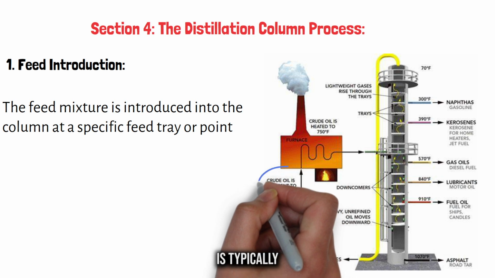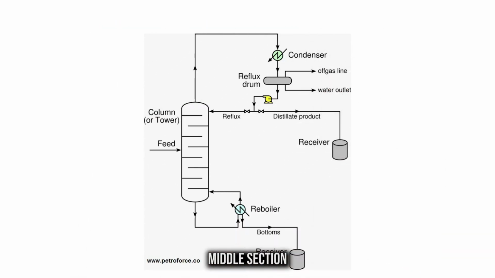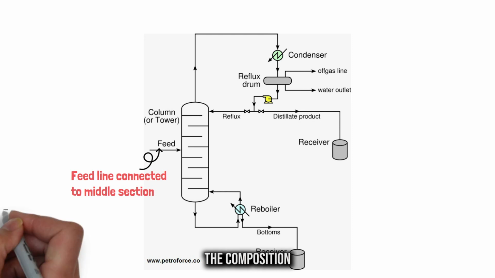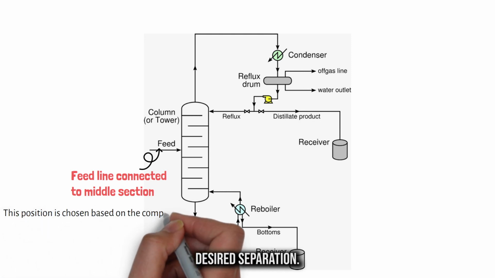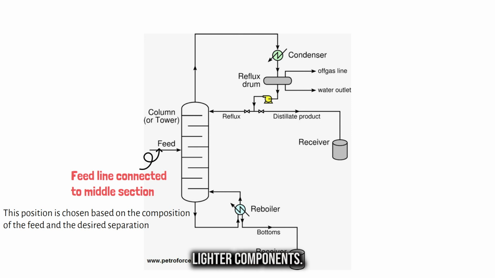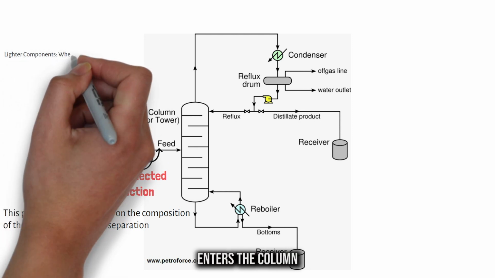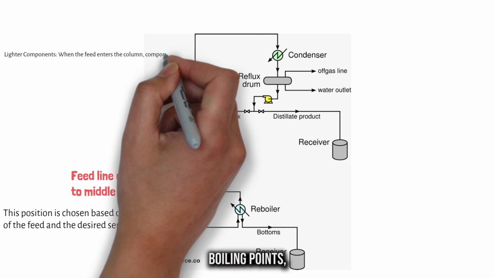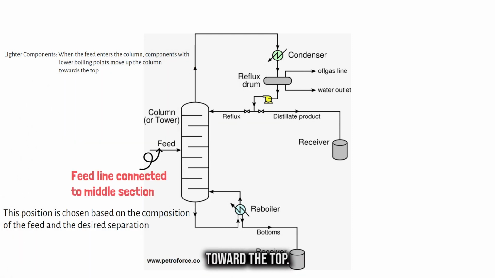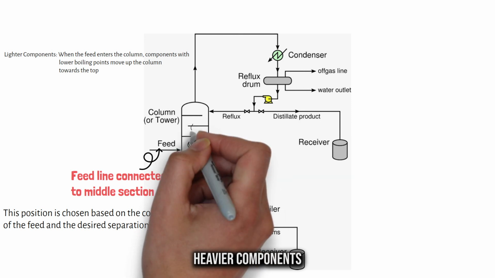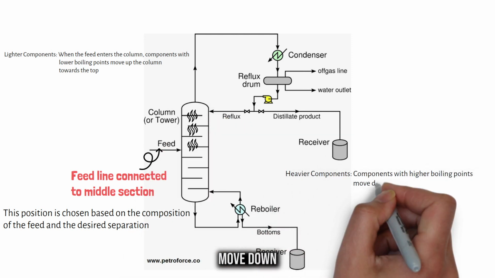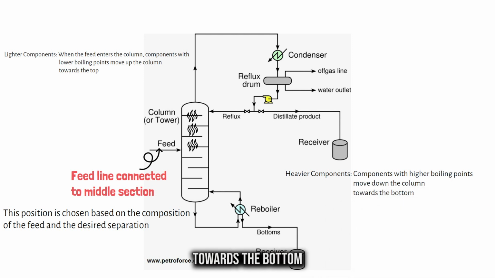The feed line is typically connected to the middle section of the column. This position is chosen based on the composition of the feed and the desired separation. Why the middle section? Lighter components. When the feed enters the column, components with lower boiling points, more volatile, move up the column toward the top. Heavier components. Components with higher boiling points, less volatile, move down the column towards the bottom.